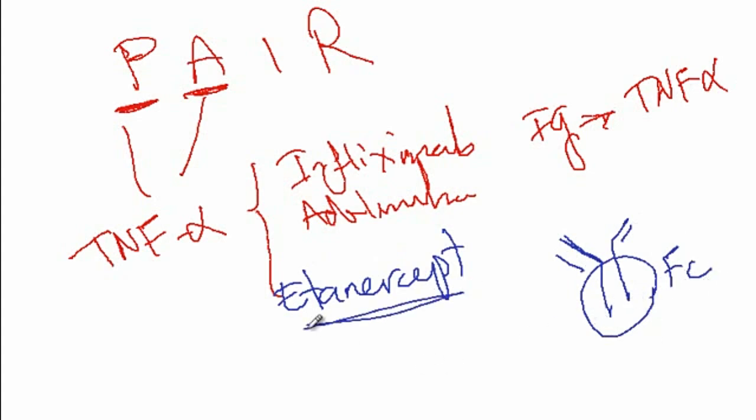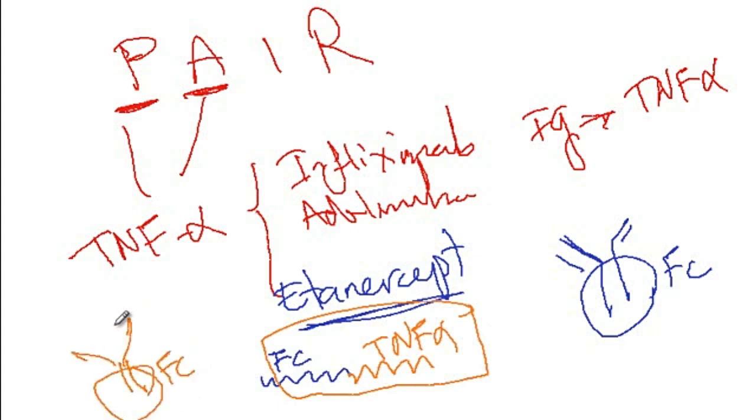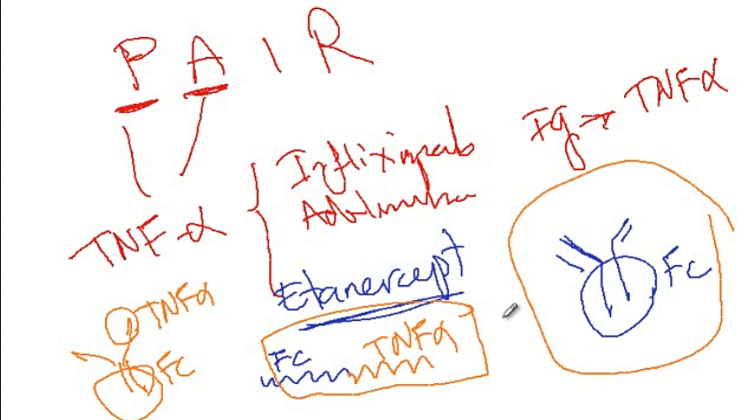So for the construction of etanercept, scientists have connected the Fc portion of the IgG DNA with the receptors for the TNF-alpha. So once this gene is expressed, it will form a new structure that has the Fc portion of IgG and then the TNF-alpha receptor. So it's kind of the same as the antibody structure shown here, except that the TNF-alpha receptor is used instead of the antigen binding elements of the immunoglobulin.